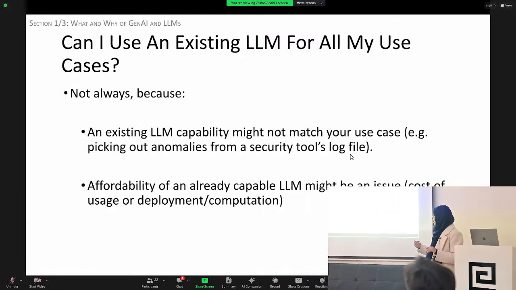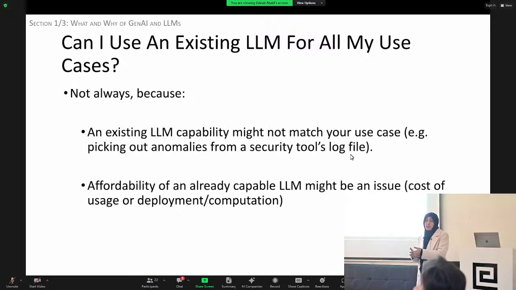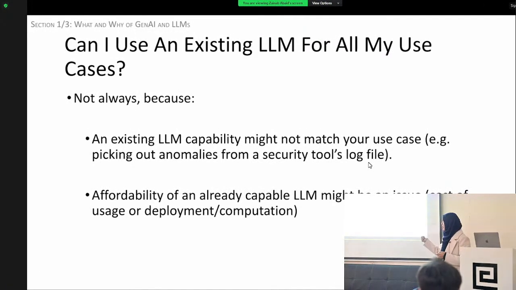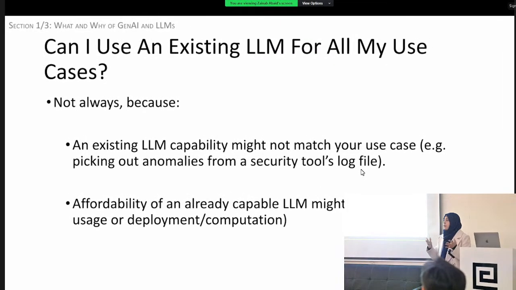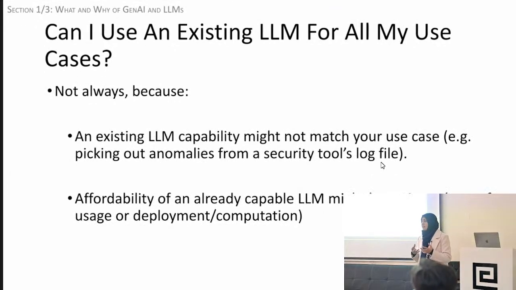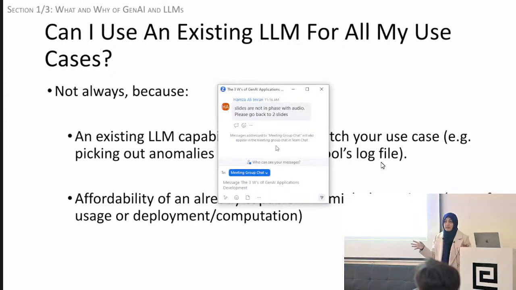That's because, one, an existing LLM's capability might not match your use case, because your use case might be very domain specific, or it might be very specific to even your own company or your own data. For example, I might want it to pick out anomalies from a security tool's log file, and it's never seen that security tool, and it's never seen those abbreviations and that jargon, and it doesn't know what a normal event versus an abnormal event looks like, right? So it's not able to do that. Secondly, even if it is able to do that, maybe only very expensive LLMs are able to do that, that are too expensive for me to use, or they're too big for me to host, right? So that's why an existing LLM might not always be suitable.